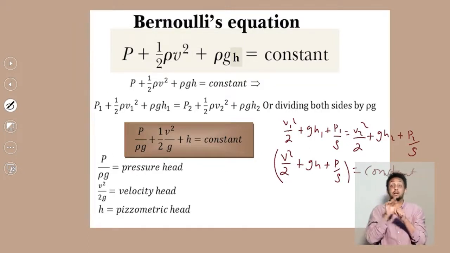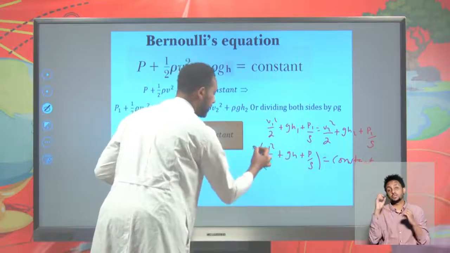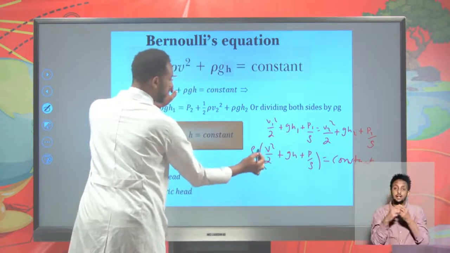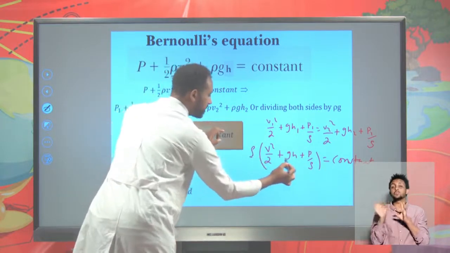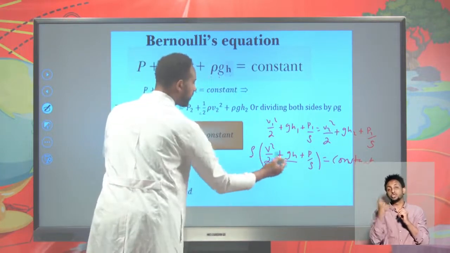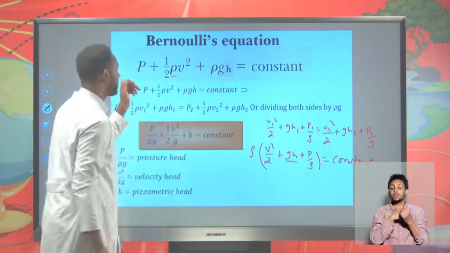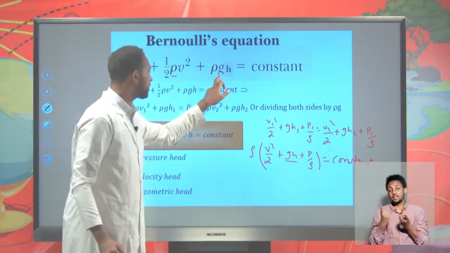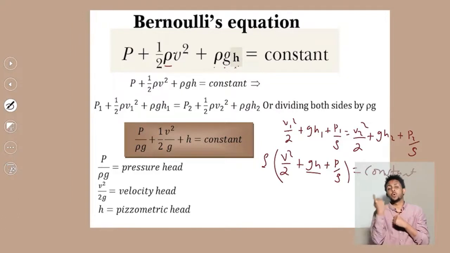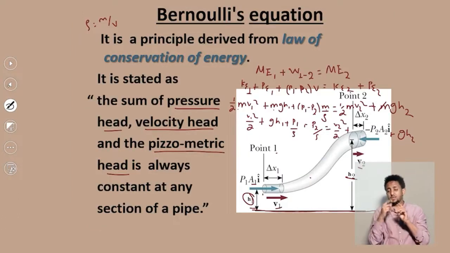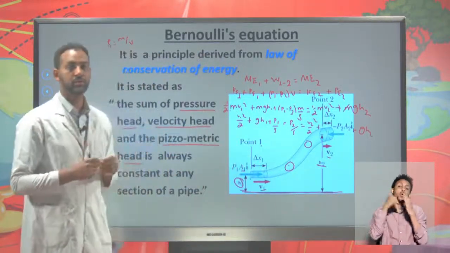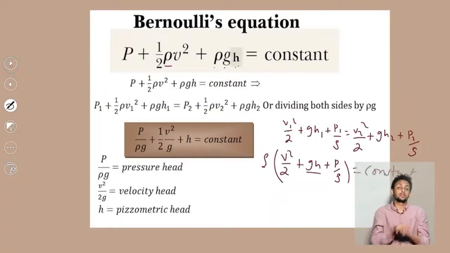It's possible to multiply all sides by density rho. If you multiply by density rho here as well as here, you get one half of density times v squared, and rho gh, and you can cancel rho by rho so that we have pressure P. So pressure P plus half of the density of the fluid times velocity squared plus density of the fluid times gravity times elevation always remains constant. Meaning at any section, here you have section 1, here another section, here another section, if you add all those three quantities, it remains constant. This is what Bernoulli's principle states.